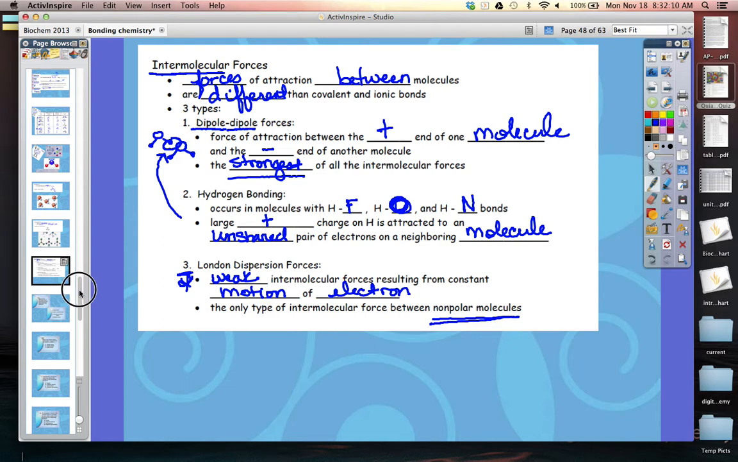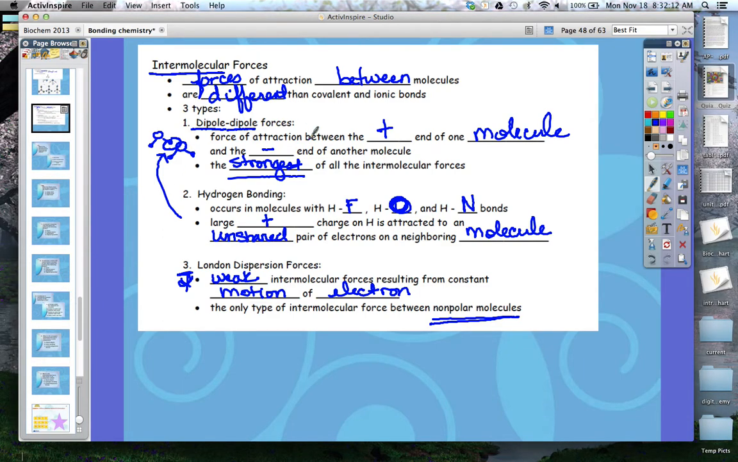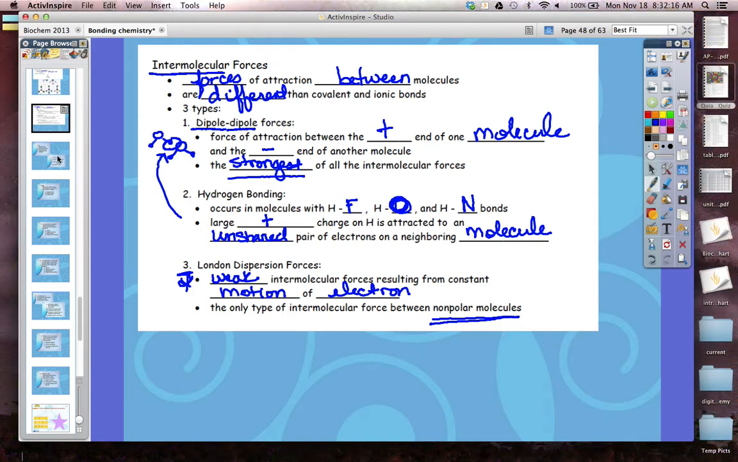Now, we're going to go over these quite a bit more in class because we're going to do a lab on VSEPR theory. But I want you to answer these questions, so you can pause it for each question, and then we'll go over these questions in class.